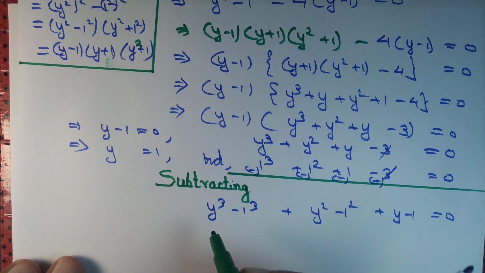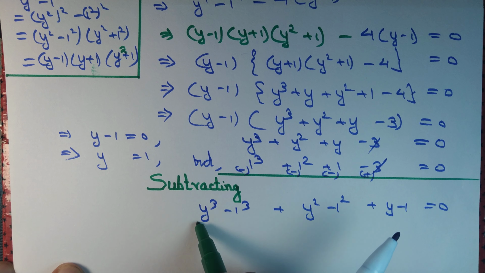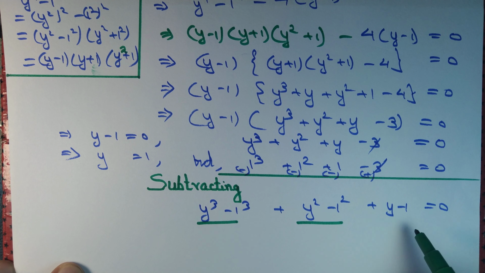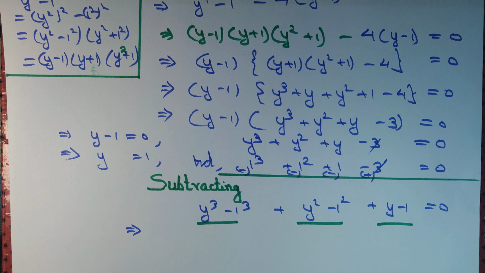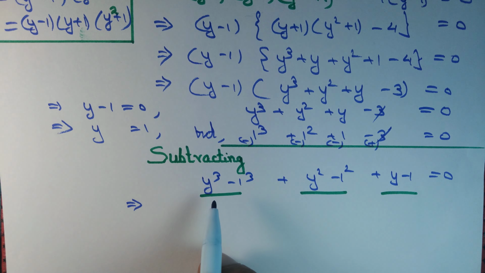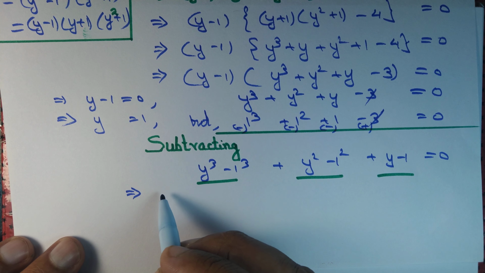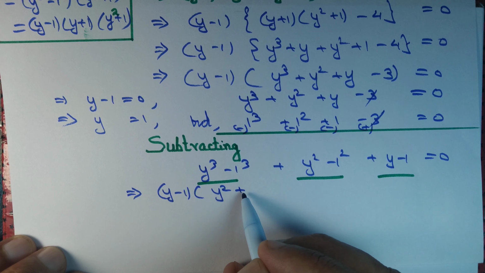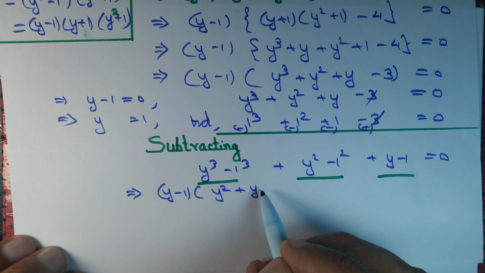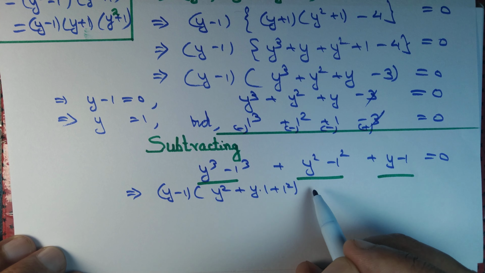We can take y minus 1 common from this expression. So let's factorize first and then take y minus 1 common. y cube minus 1 cube can be written as y minus 1 times y square plus y times 1 plus 1 square, using a minus b into a square plus ab plus b square.